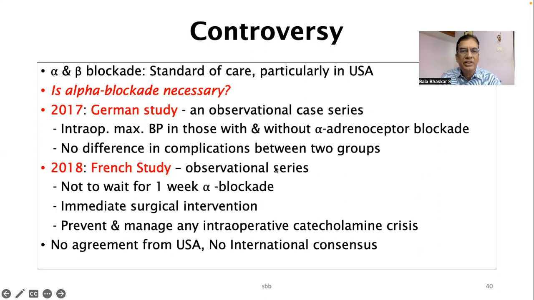And a French study 1 year later also said there is no need to wait for 1 week for alpha blockade. Immediate surgical intervention is advised, and you can prevent and manage any intraoperative catecholamine events with short-acting vasoactive agents. They also did not find any problem in the management of the patients. But overall, there has been no further accumulation of evidence, and we are happy to continue based on the evidence with respect to the preoperative alpha blockade.